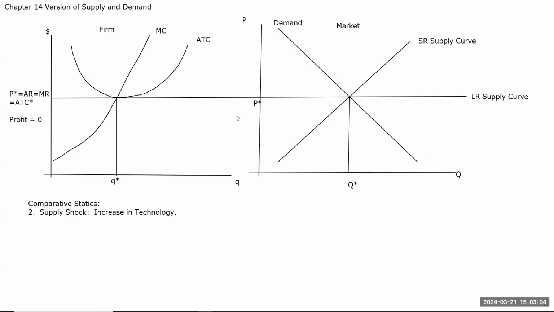Okay, now what we're going to do is study a supply shock using the quote unquote hard version, or the short run, long run version of the supply and demand curve. So we're starting off here in equilibrium. When you have a supply shock, the change is slightly different. Let's go through that. Suppose we have a supply shock, an increase in technology. What that does is the following.